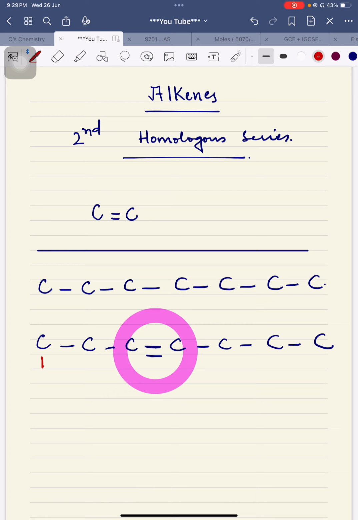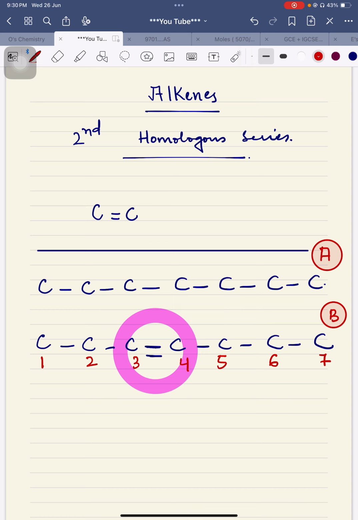So right now, for example, if I am saying that this is carbon number 1, this is carbon number 2, this is carbon number 3, this is carbon number 4, this is carbon number 5, number 6, and number 7. Can we say it that carbon number 3 and 4 are attached with a double covalent bond? Hence, we are considering the second one. This is, for example, compound A and this is compound B. The second one is compound B.